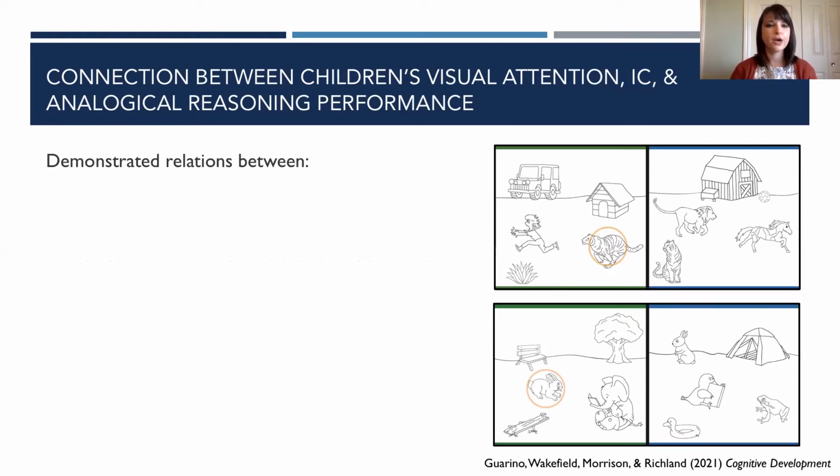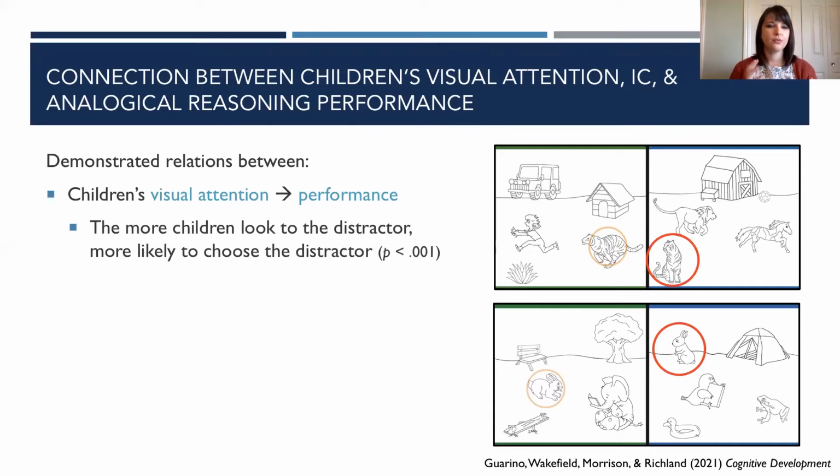Briefly, we were able to demonstrate that children's visual attention patterns are related to their analogical reasoning ability. That's not a novel finding, but we do build off of that, such that where children orient their attention directly relates to their accuracy or choice of the featural match. So for example, the more children look to that featural distractor, that featural match, the more likely they are to choose that distractor.